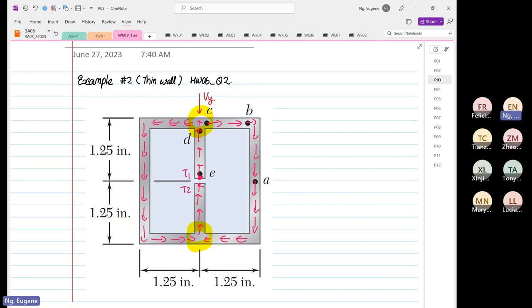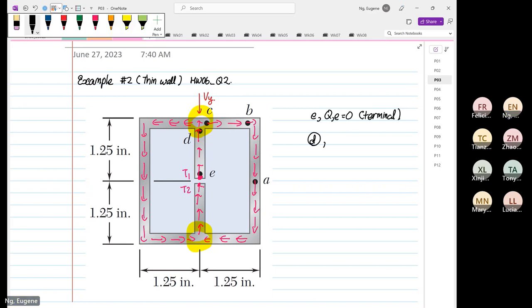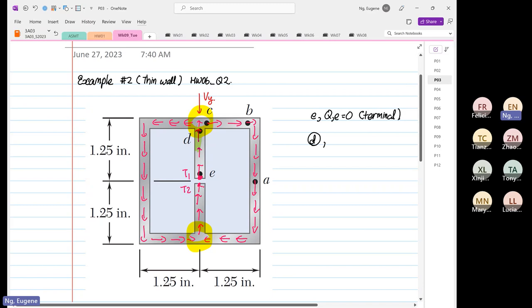So we know that Q at point E is equal to 0 because it is the terminal. Okay. Then point D. So I'm going to shade point D area. So point D, you only do up to here.